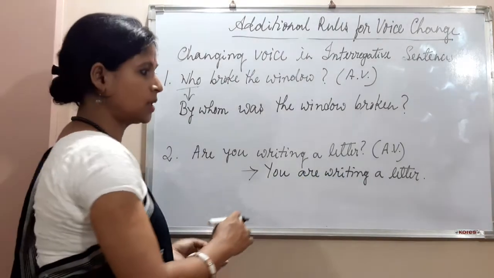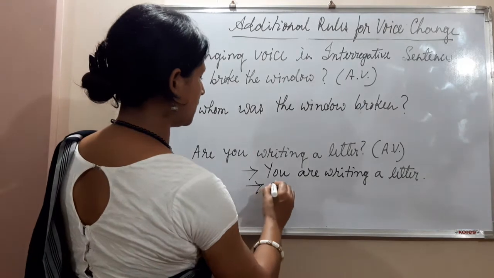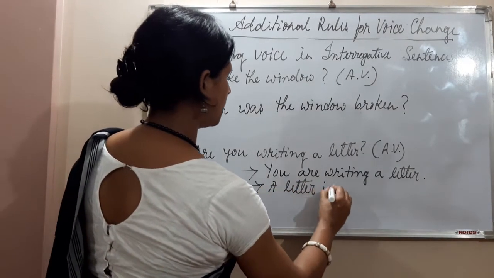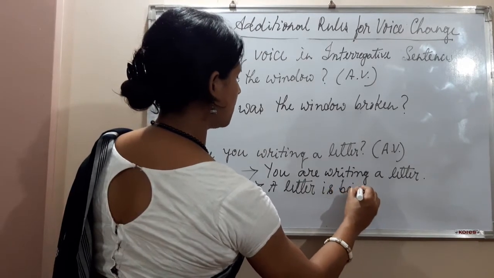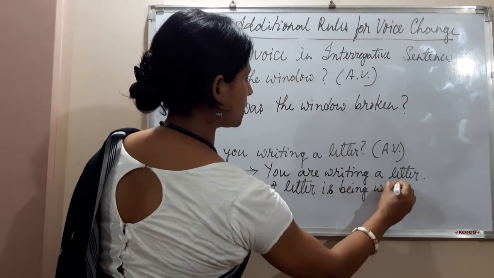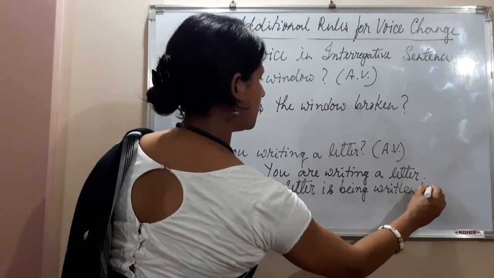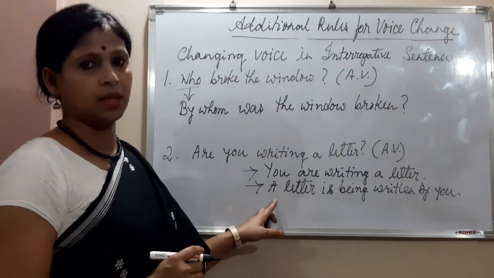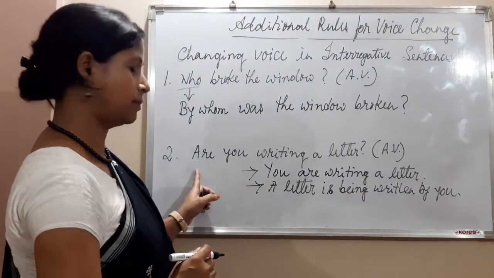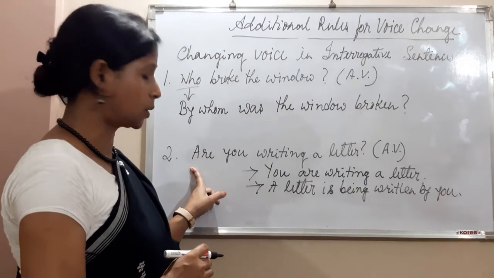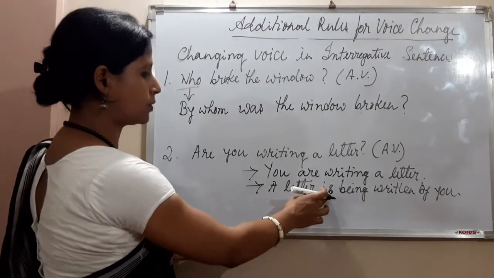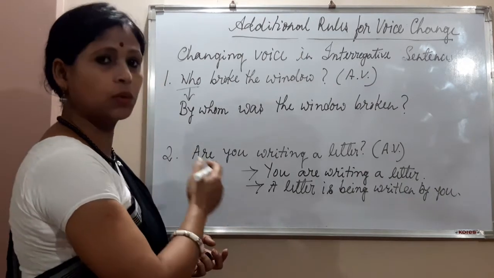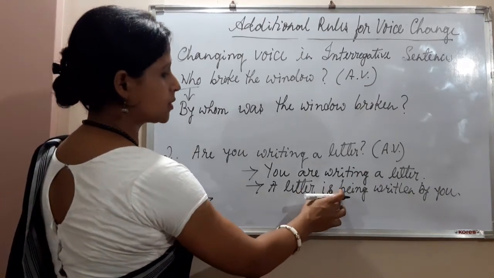This is present continuous, and we will change it to passive like: a letter is being written by you. Okay. A letter is being written by you. But this is in question form, so we will have to change it for the final answer. We'll have to change it to the question form again. A letter is being written by you.